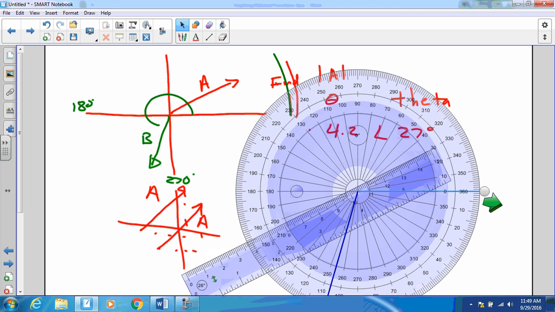You put this here, and your angle comes up to 66 plus.